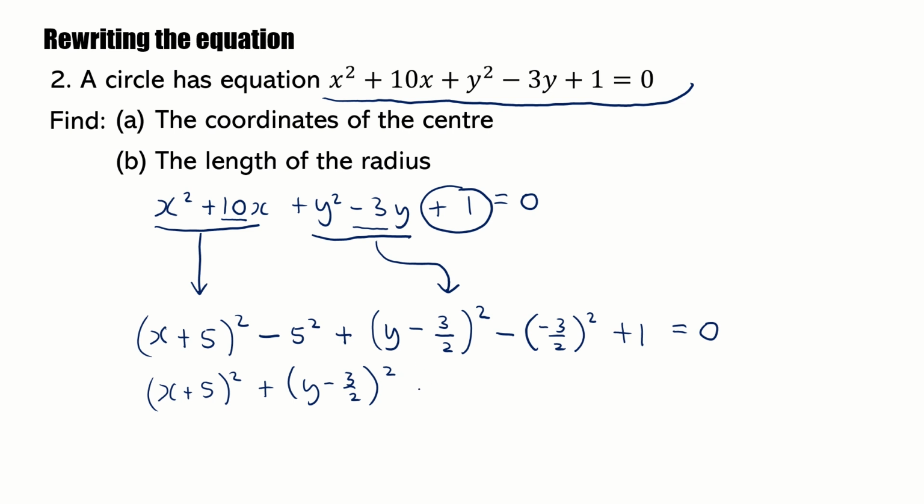I don't have a calculator, stupidly. I don't know where mine is. Let's do it. We're going to do it manually. So that's minus 25 minus 9 over 4, which would be minus 109 over 4 plus 1, which would be minus 105 over 4, I hope.